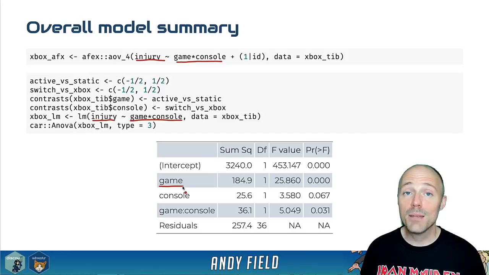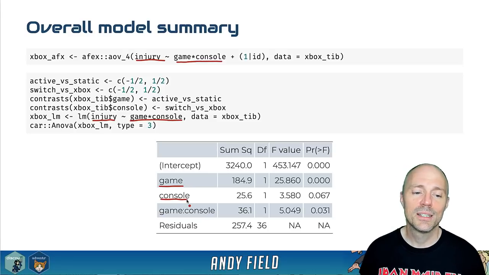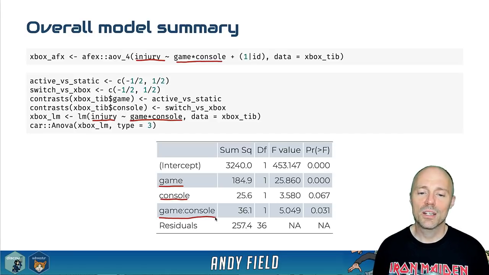So we fit the model, and what we get out of the model is what's known as a main effect of game. So that's the effect of game ignoring the effect of console and the interaction. The effect of console when we ignore the effect of game, and the interaction between game and console.